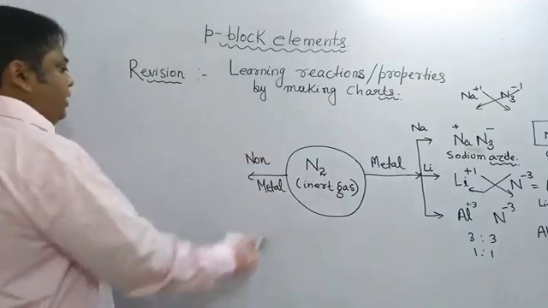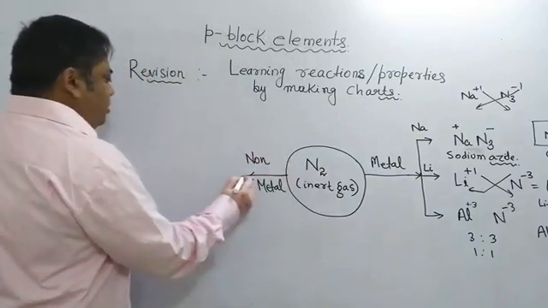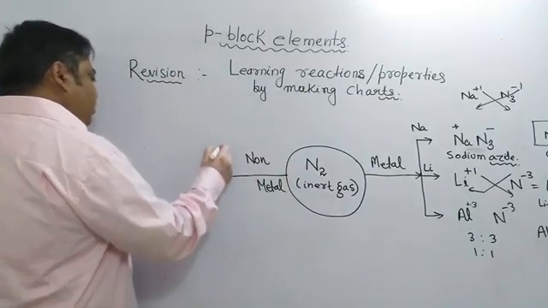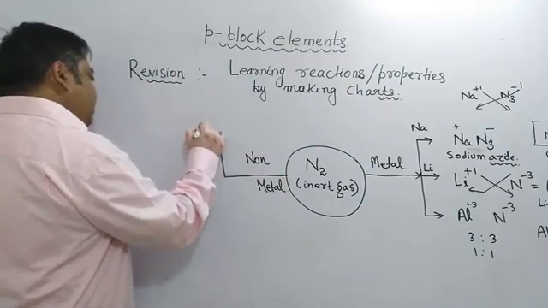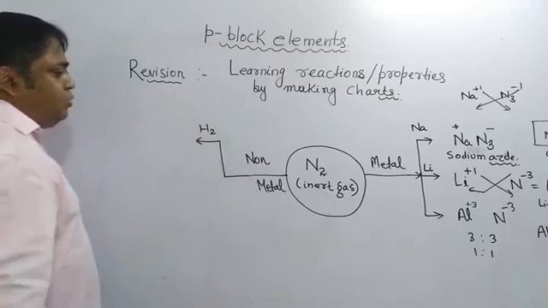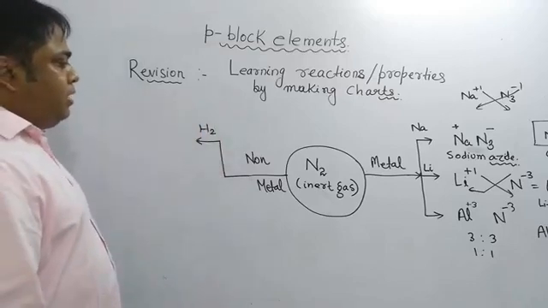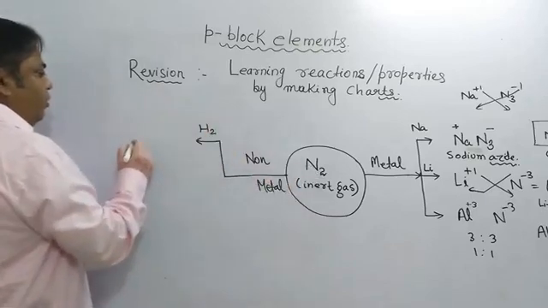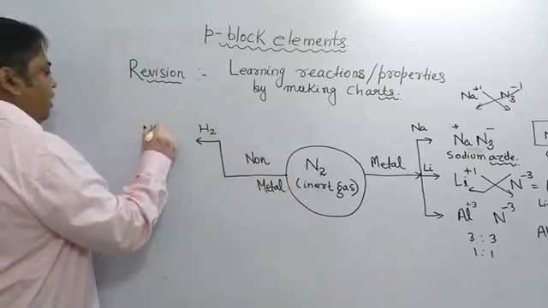Now, how does nitrogen react with non-metals? What are the possible non-metals with which nitrogen can react? The first one is hydrogen, which you have already seen. This was what I was saying, that if you see the preparation part, the properties will also become clear. With nitrogen and hydrogen, what does it form? It forms NH3.